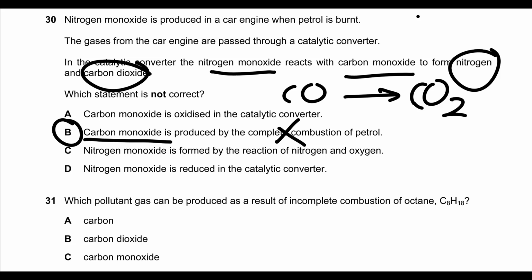Nitrogen monoxide is formed by the reaction of nitrogen and oxygen. Yes, it's correct. Nitrogen monoxide is reduced in the catalytic converter. Yes, because nitrogen monoxide is converted into nitrogen. How? By removing the oxygen, so it's a reduction reaction.